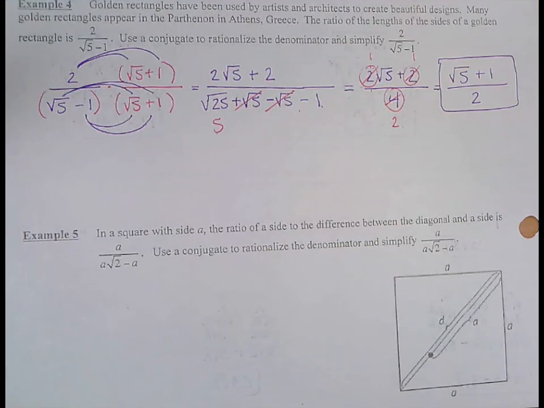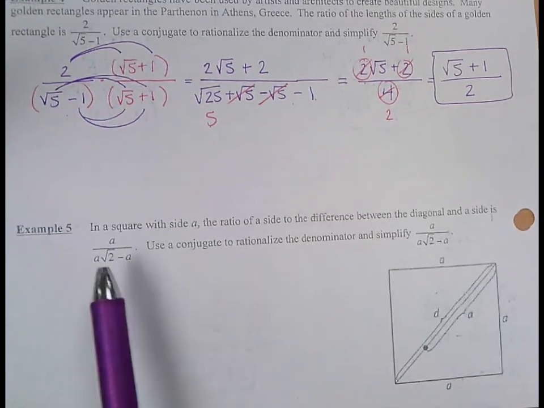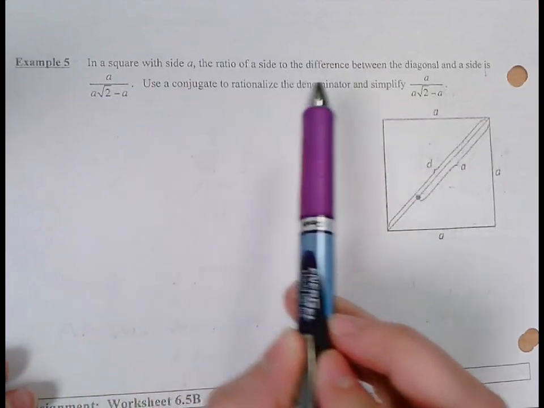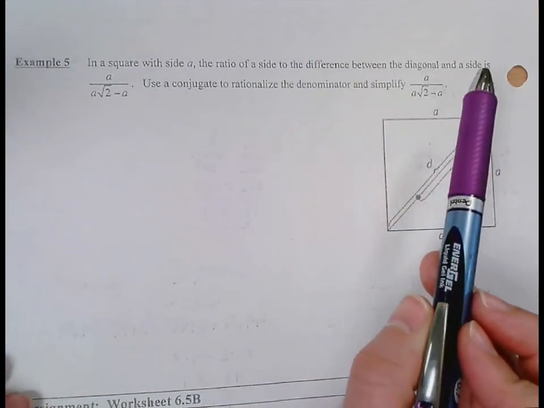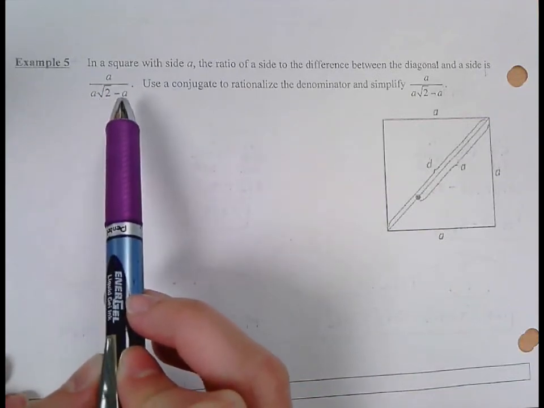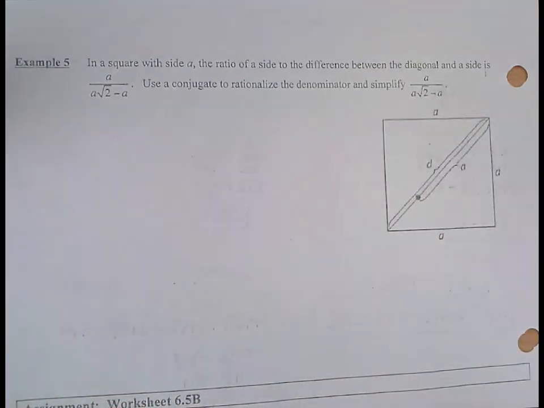What I'd like to do is a little more challenging example because you have more variables with the A's. I would like you, while I walk around and pass out the assignment, and I'll check this example too, to look at example 5 and work through it. So it says, in a square with side A, the ratio of a side to the difference between the diagonal and a side is, and then it's this ratio, A over A times the square root of 2 minus A. And it says, use a conjugate to rationalize the denominator and simplify that expression. So again, it's a little more challenging of an example, but I'd like you to work through that, and I'll walk around, I can check, answer questions, but I'll also pass out the assignments.